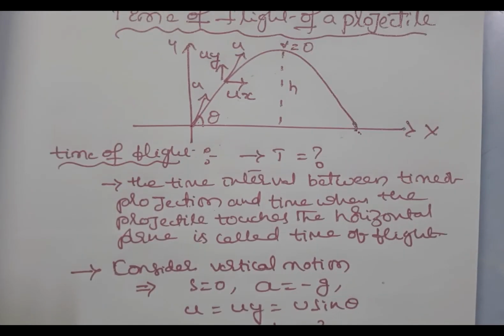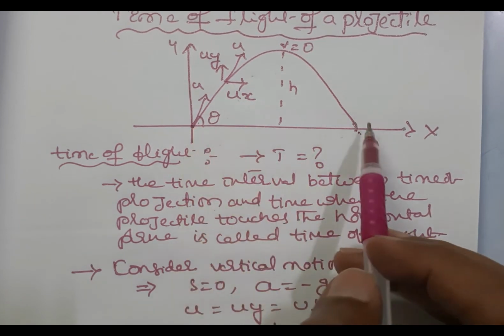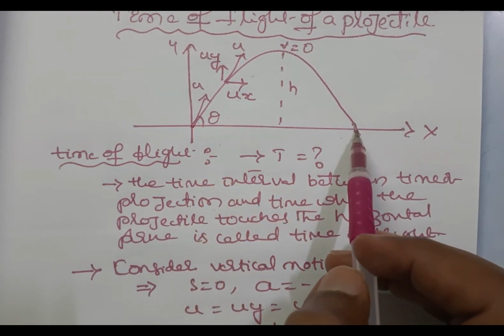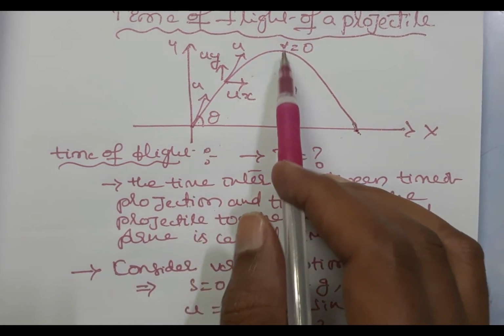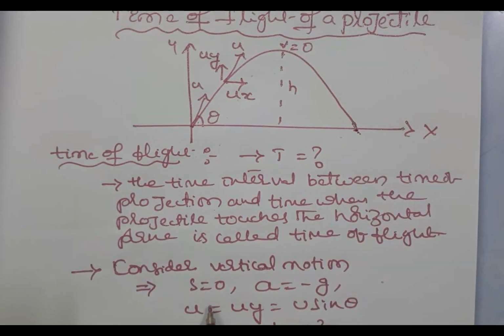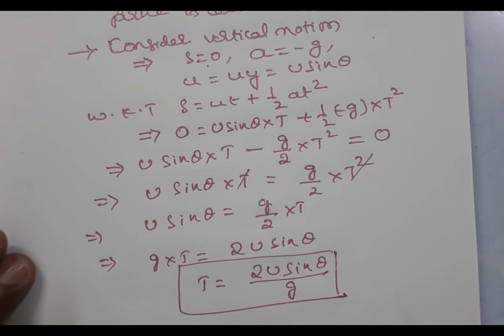It means the time taken by the projectile from the point of projection to the point where it touches the horizontal plane. During this time it reaches maximum height and reaches the ground, that is why the vertical distance traveled is 0, and in the vertical motion acceleration due to gravity is minus g, and the vertical component of initial velocity is u sin theta. Using the second equation of motion and substituting all this, by simplification we get this equation. So that's all. The time of flight of a projectile, T, equals 2u sin theta by g.